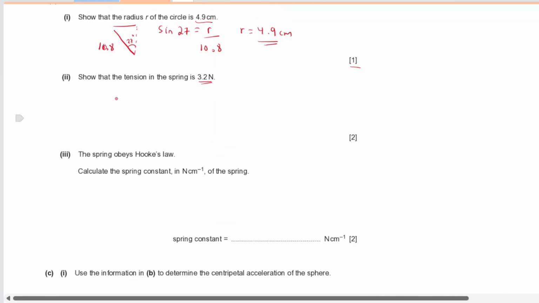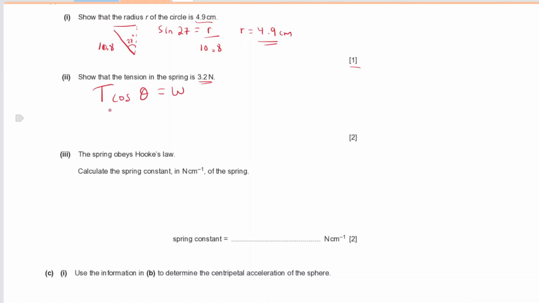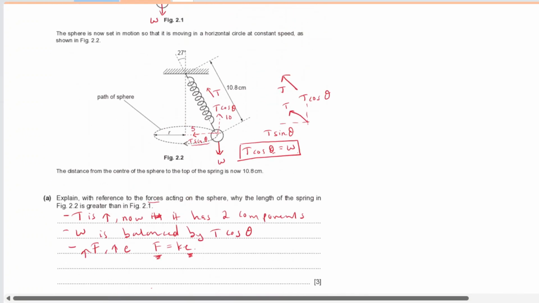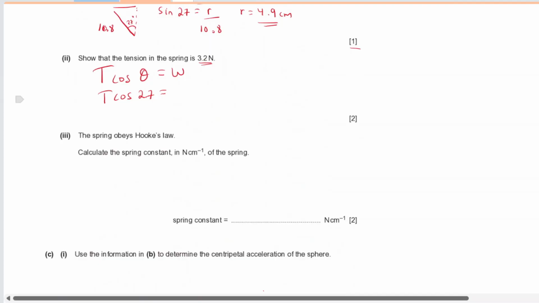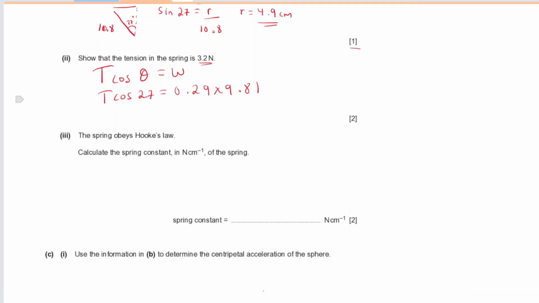So we can use this to get the answer. We can write T cos theta equals weight, and T is what we are finding. So T cos 27 equals mass, which was 0.29, times 9.81. And when you do the calculations, you shall get 3.2.